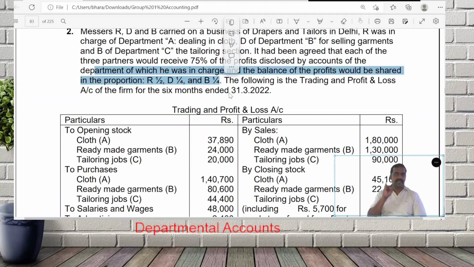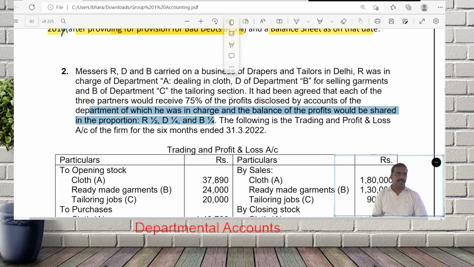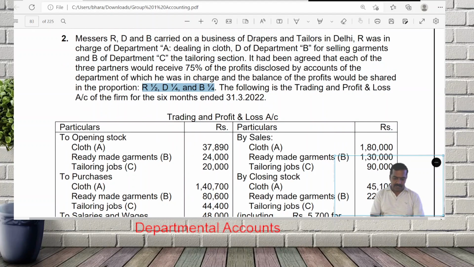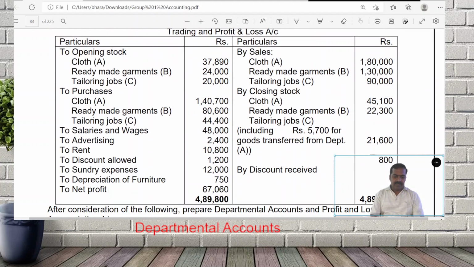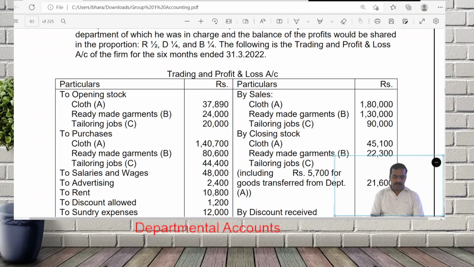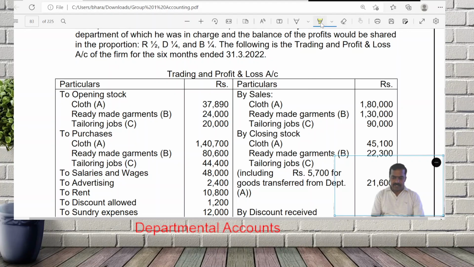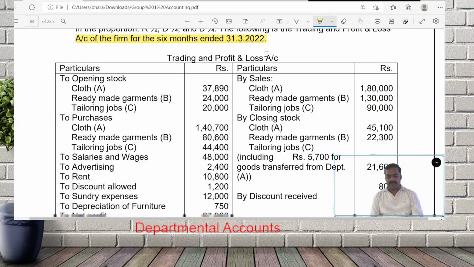So the first paragraph tells you that there are 3 departments: A, B, C, managed by R, D, B. Whatever is the net profit, 75% will go to them. The balance will be shared in the ratio 1/2, 1/4, 1/4. Trading P&L account is for how many months? This is the most important information. It's not given for the whole year, it is given for 6 months.